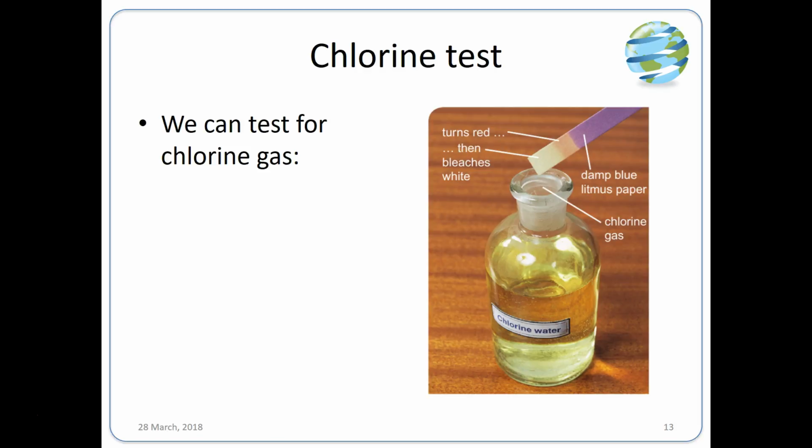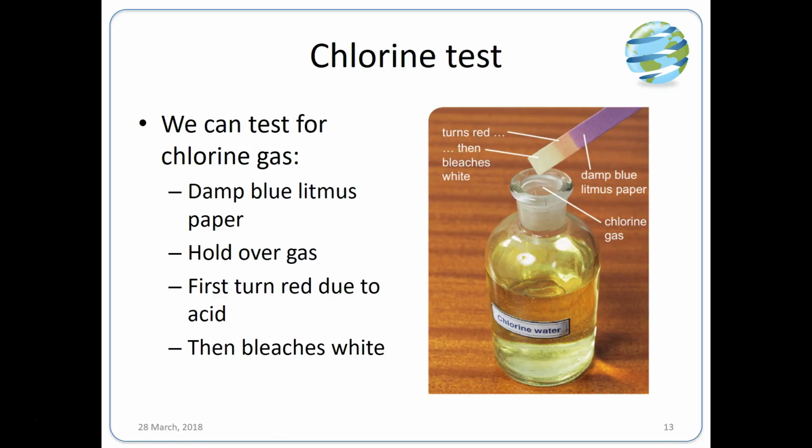So we can use this chemical test to see if it's produced. What we would do is we would take a piece of blue litmus paper and we would damp it with some water. We would then hold it over the chemical reaction, and the gas, if chlorine was present, would first turn the damp blue litmus paper red, and it would then bleach the litmus paper. So the litmus paper would become white if chlorine gas was present.